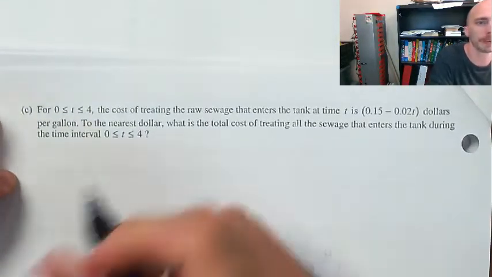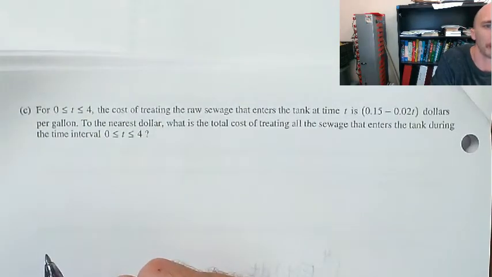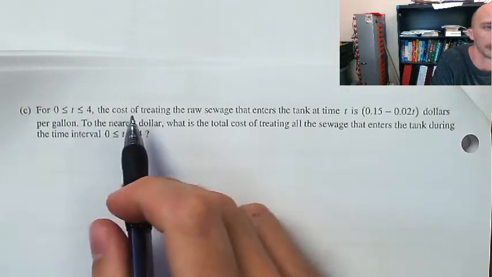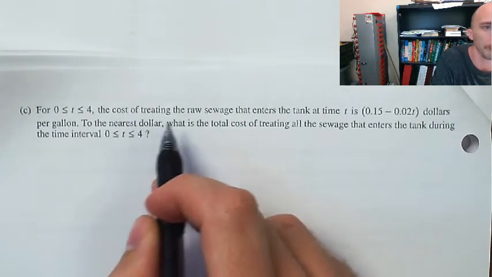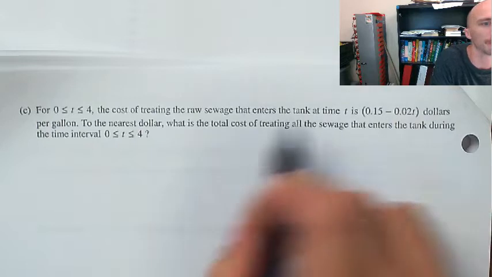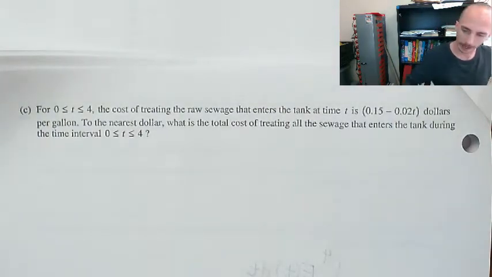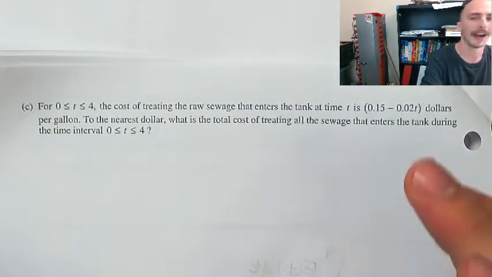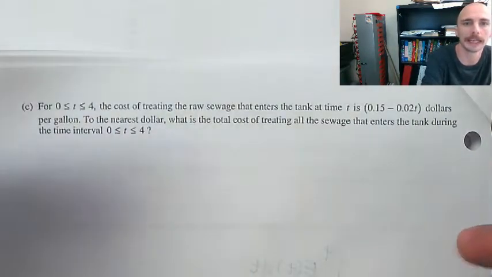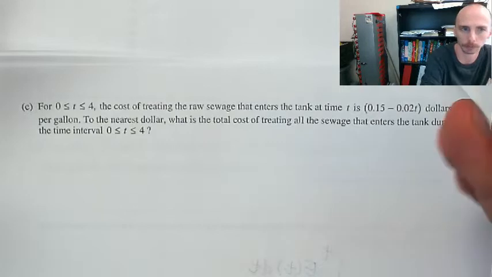All right, the cost of treating the raw sewage that enters the tank at time t is 0.15 minus 0.02t dollars per gallon. Okay, to the nearest dollar, what is the total cost of treating all the sewage that enters the tank during the time interval 0 to 4? I have not given this problem in quite a while. Okay, the thing about this one is, I think it's pretty easy to see that I need to integrate, right? It's going to be an integral, okay?